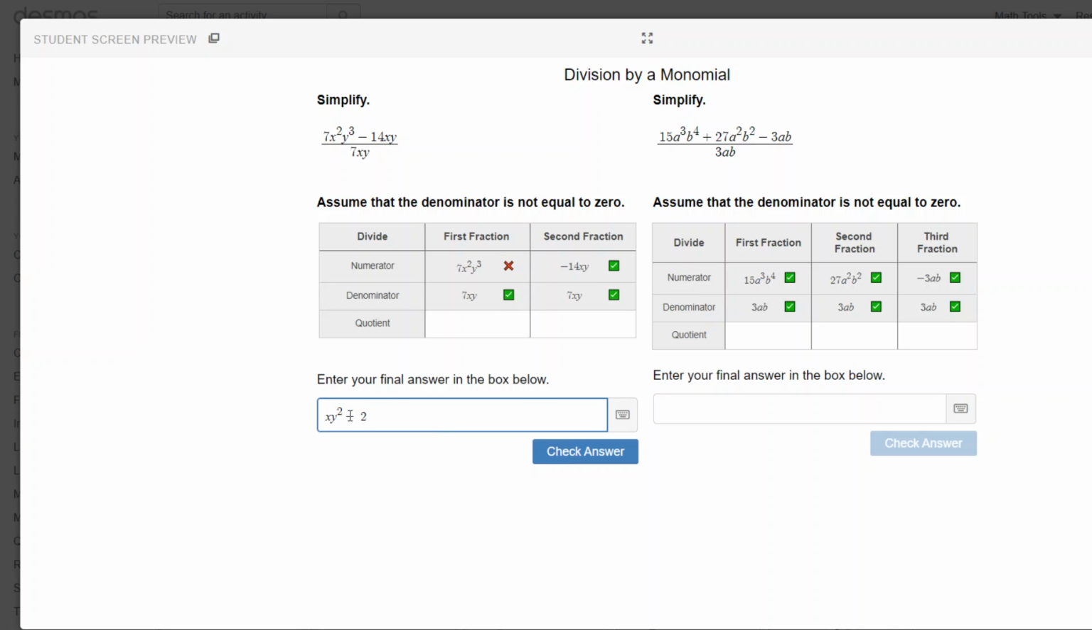Let me see if deleting some of the spaces here will help. That's the only problem with Desmos. It can be a little bit finicky. There we go. So I did have the correct answer. It just didn't like how I wrote it.